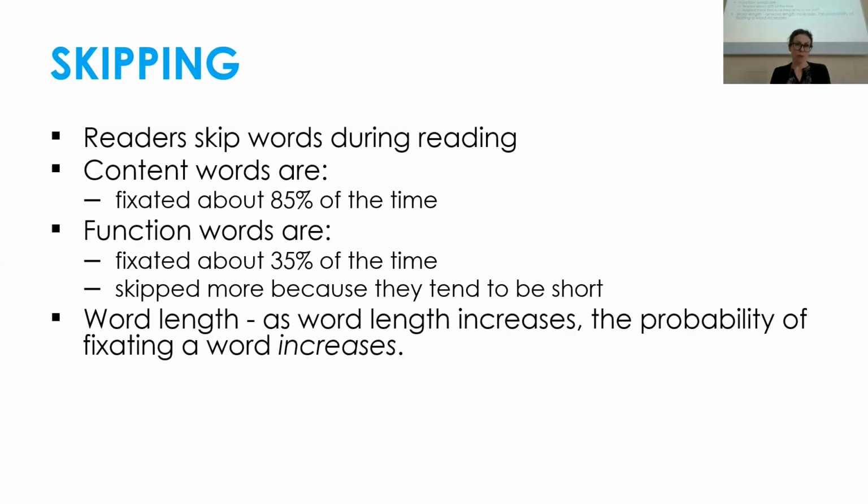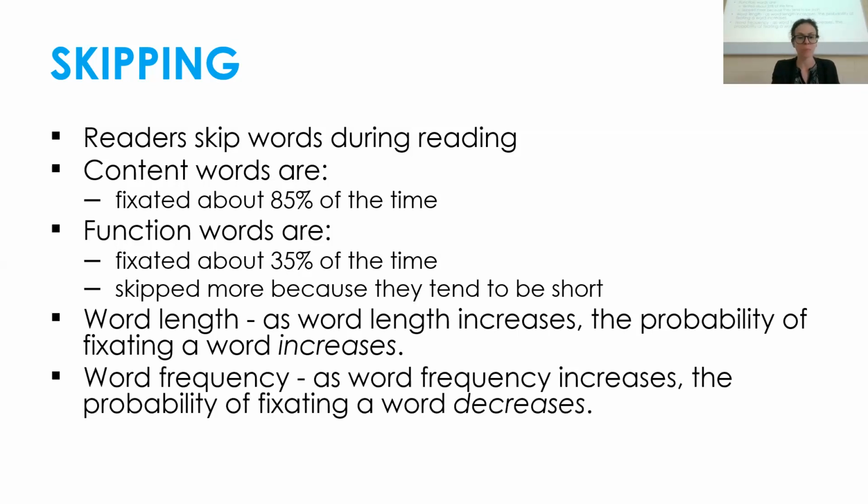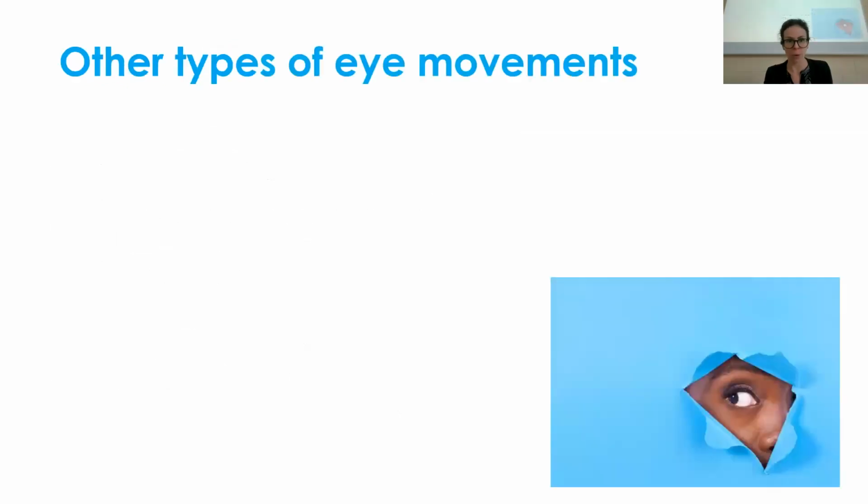Variables that really affect fixation and skipping are word length, number one. So as word length increases, the probability of fixating a word also increases. So the longer the word, the higher the probability of looking at it, and therefore the less skipping there will be. And frequency works the other way around. So the more frequent a word is, the lower the probability of fixating on it, and the higher the probability of skipping the word.